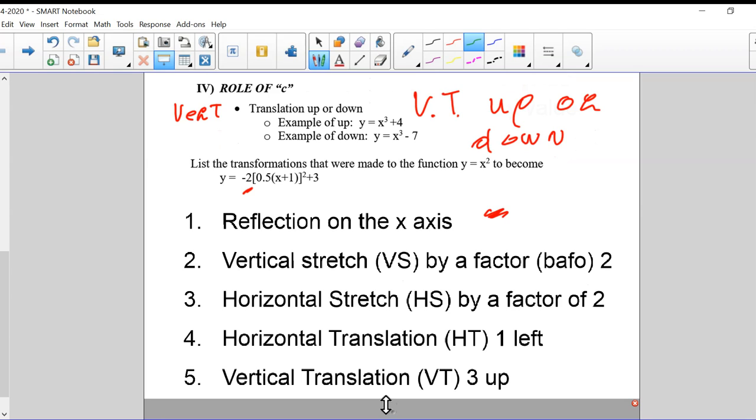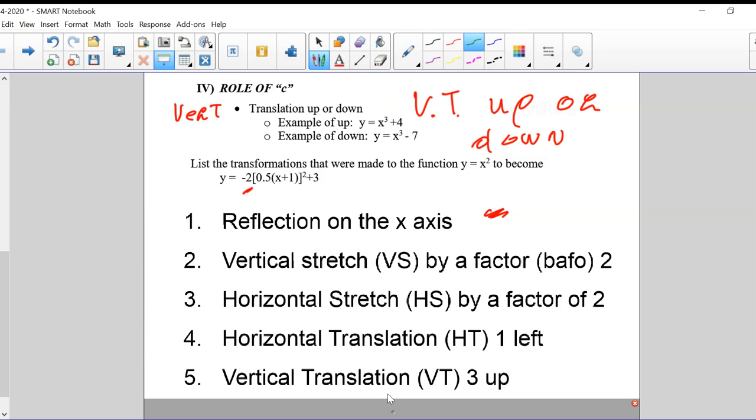So I'm using all the abbreviations here that we talked about. Vertical stretch, VS, BAFO means by a factor of; horizontal stretch, HS, by a factor of 2; horizontal translation, 1 to the left; vertical translation, 3 up. Okay, great. Now, here's the other challenging part. Do we know which of the 2 coordinates is affected by each one of these things, which we're going to be getting to in our table of values shortly?